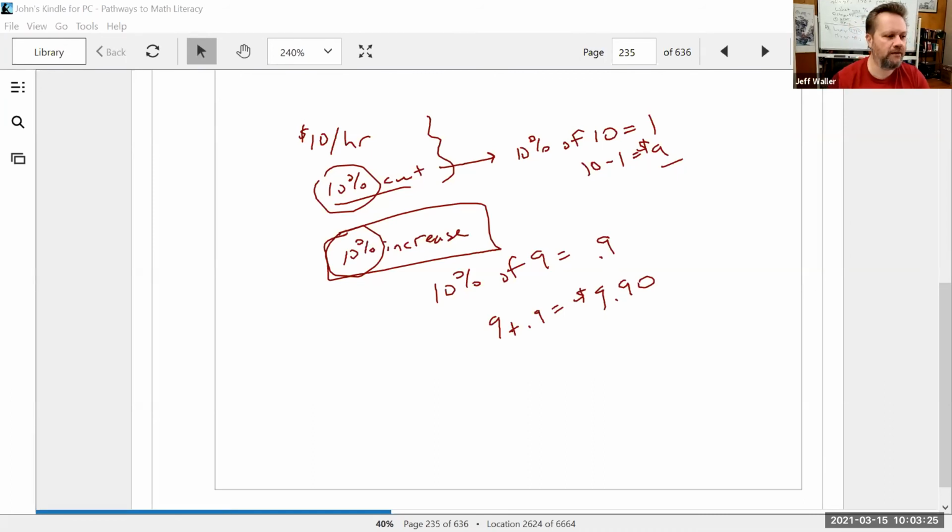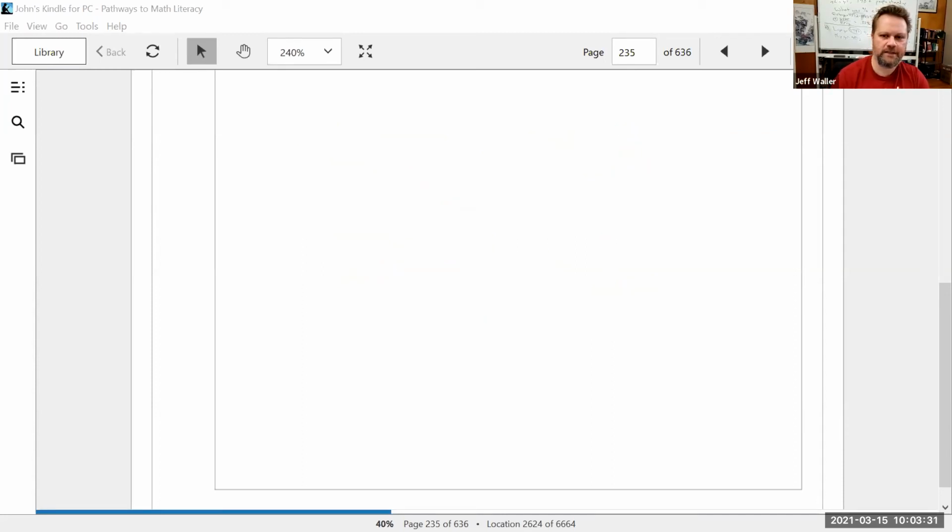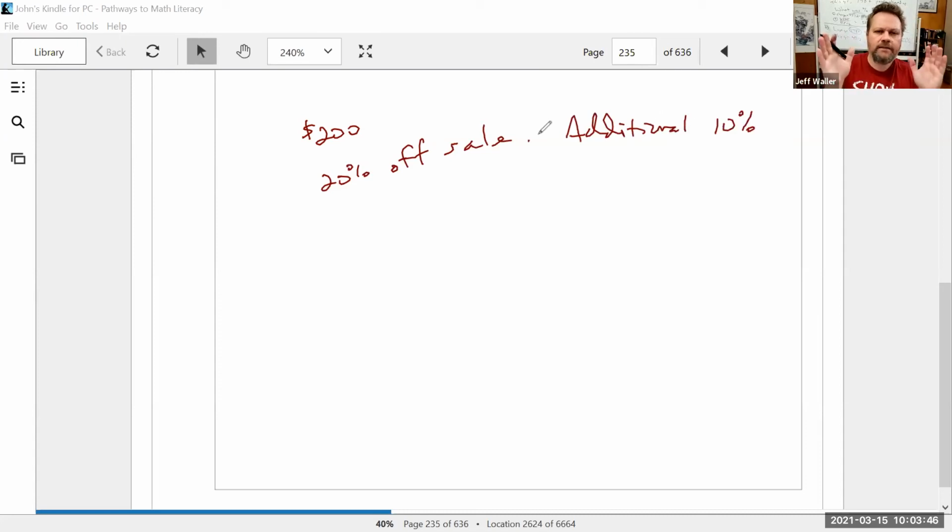Beautiful. So let's figure this out. All right, so let's do a specific problem. Let's say something cost $200 and they have a 20% off sale. And then they're like, oh, we'll take an additional 10% off. So the salesperson, not necessarily trying to deceive me, says, oh, so it's like 30% off. They might not be trying to deceive me, but sometimes they are. So let's see how much this really is. Stay with me. This is a neat problem. You guys can do this.